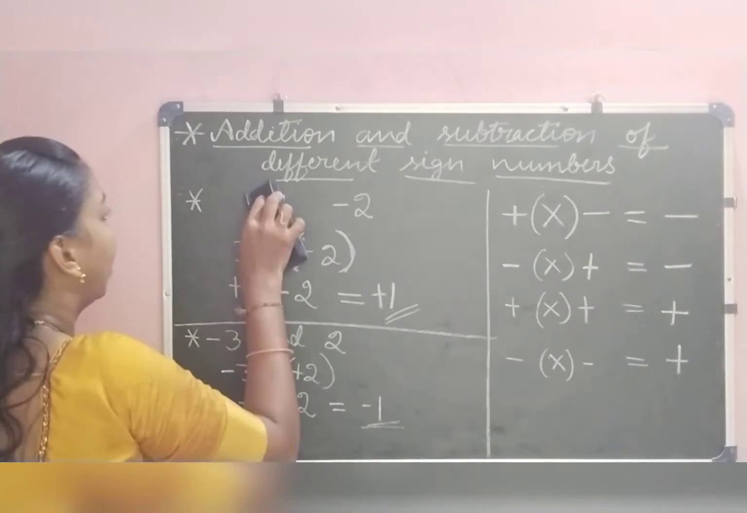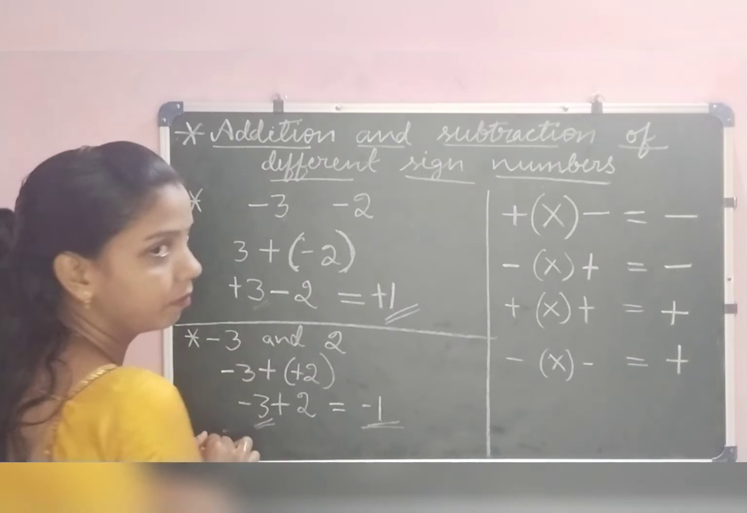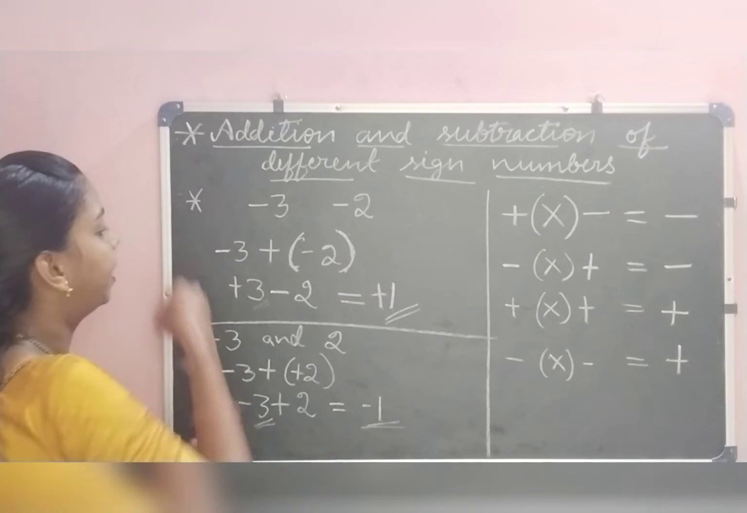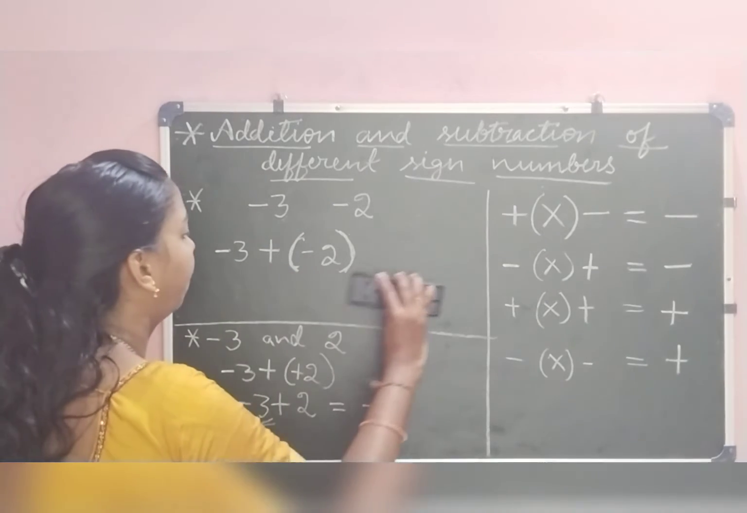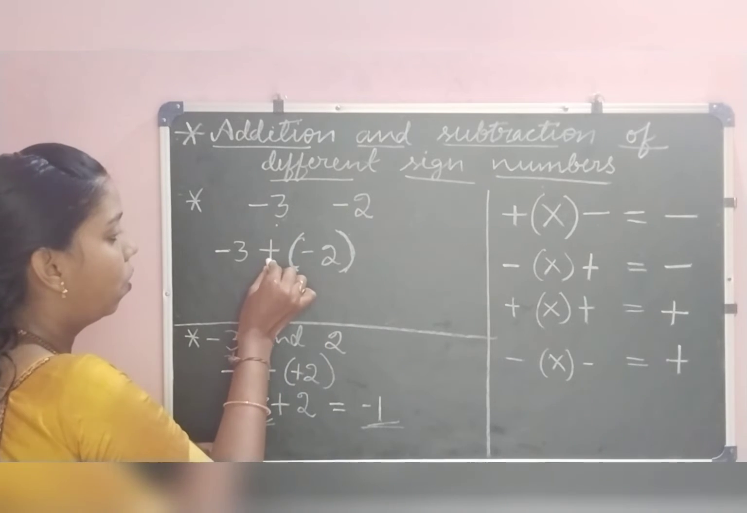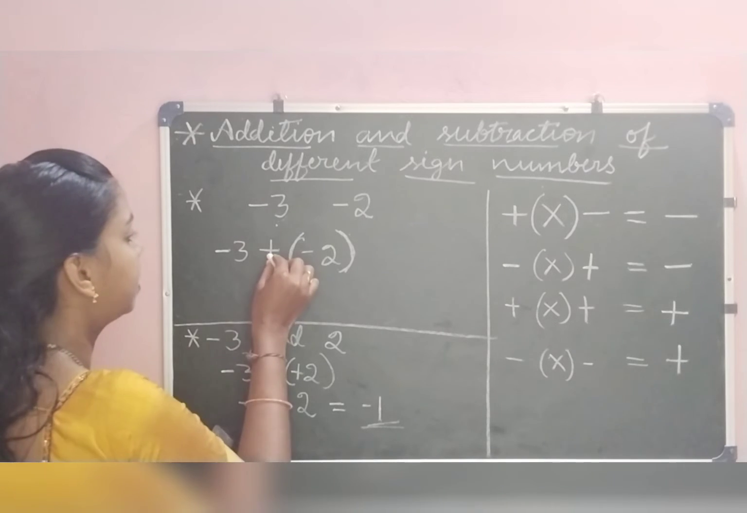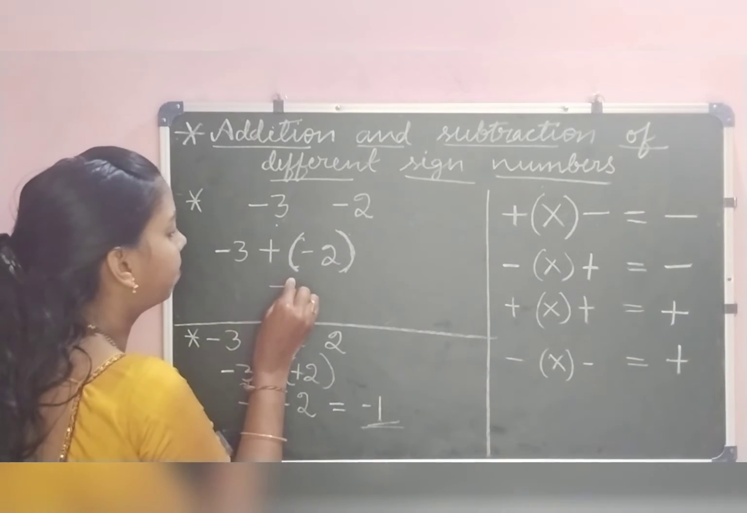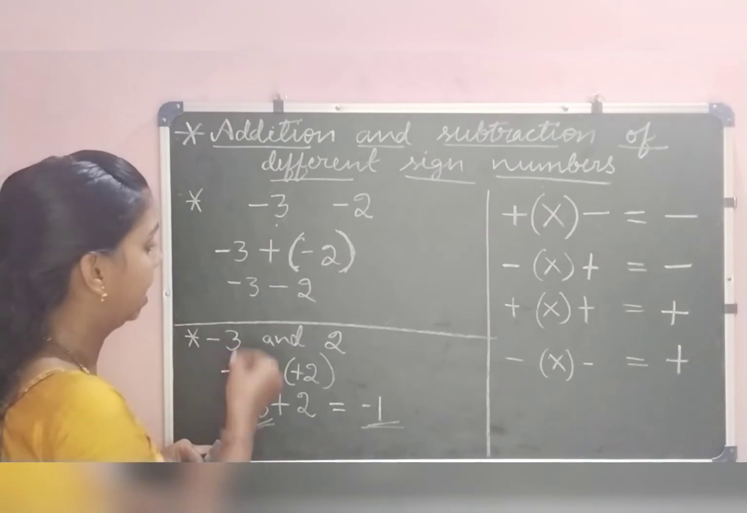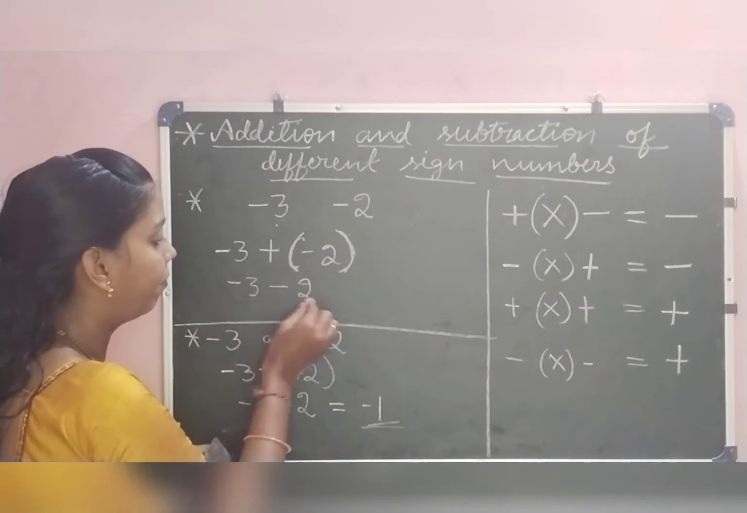Suppose I consider minus 3 and minus 2. Here it will be minus. When you add minus 3 and minus 2, plus into minus, that is minus 2. Here this is 3, its symbol is a minus. Now minus 3 and minus 2, both are having the same sign.